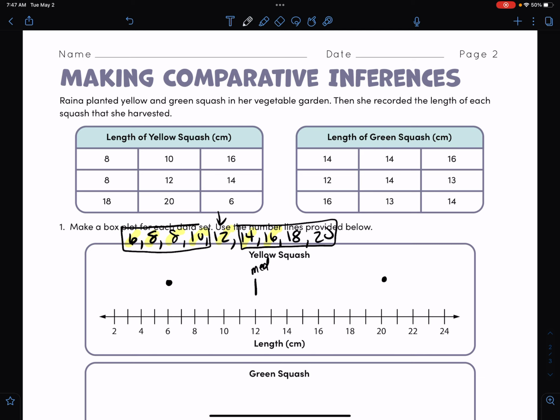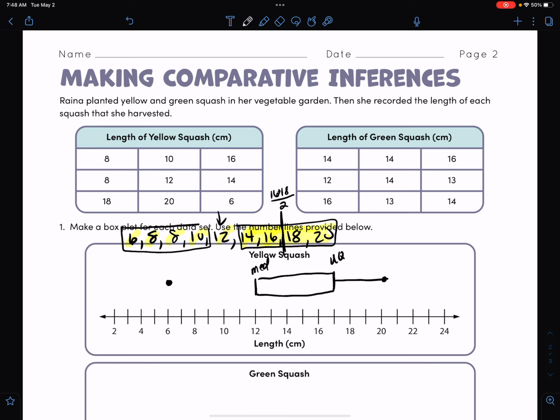Now, the second part of what we do is we are going to look at this set of data, which is called the upper quartile. And we are going to look for the median, or what the median would be there. If I split that in half, I get 16 and 18. So I add those together and divide by 2, which is 17. So I will put a 17 right there. And that is called the upper quartile. That is the first part of your box.